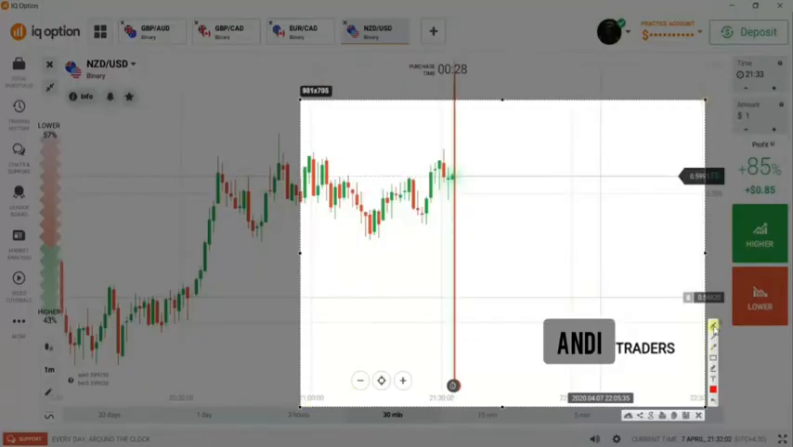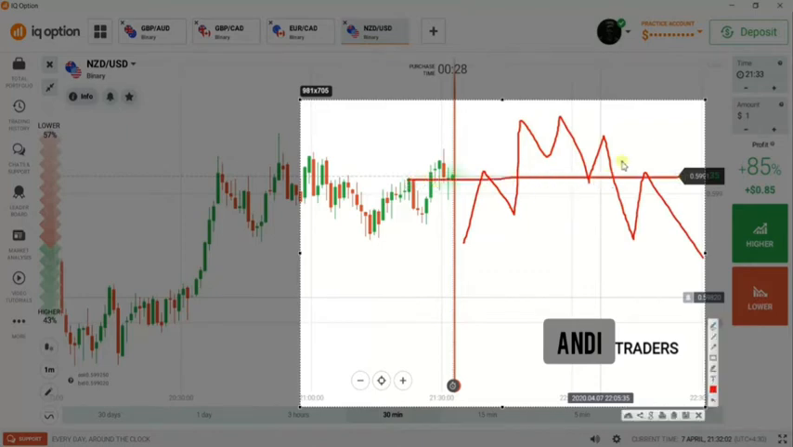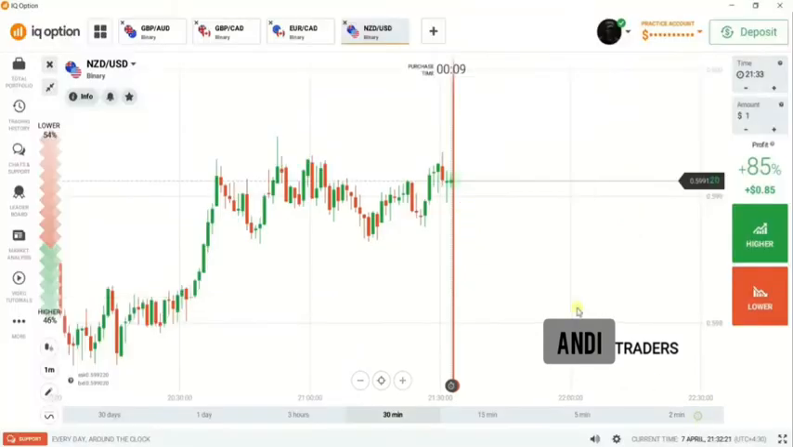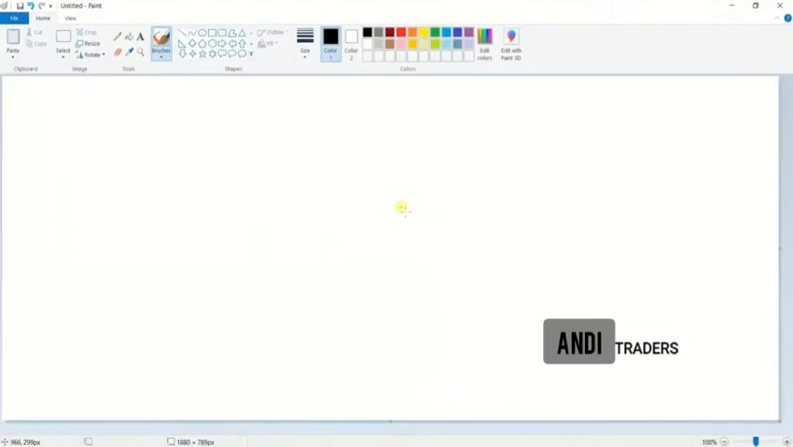So till now we talked about strong SNR levels. We talked about entry points. I hope you understand these points, and today we will talk about some candles. These candles are very important in the market.